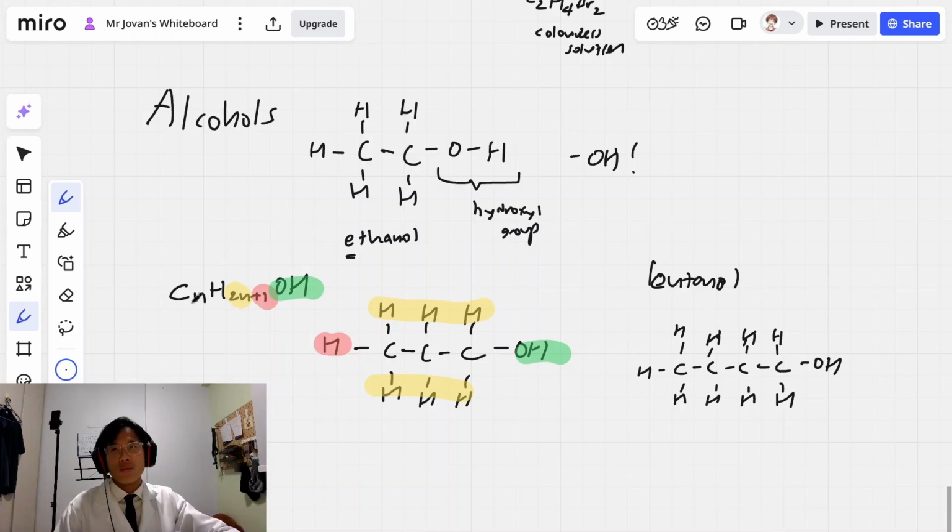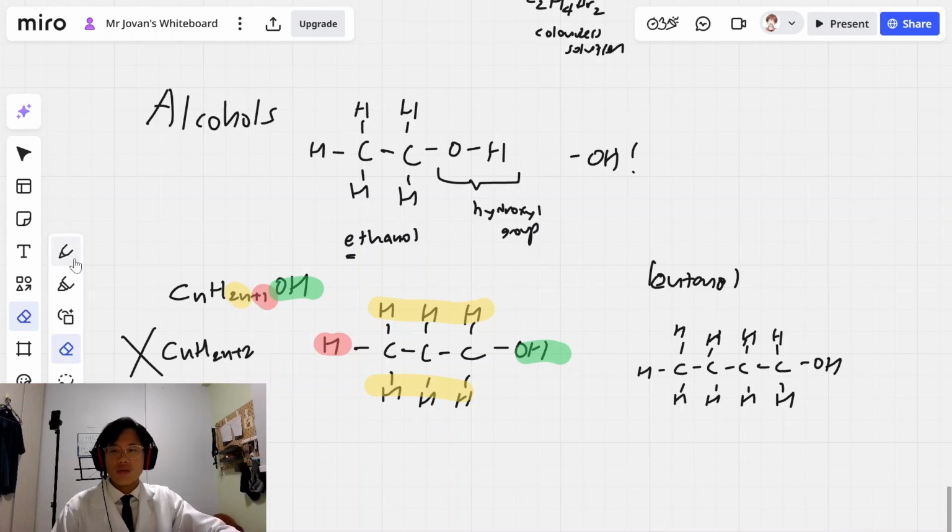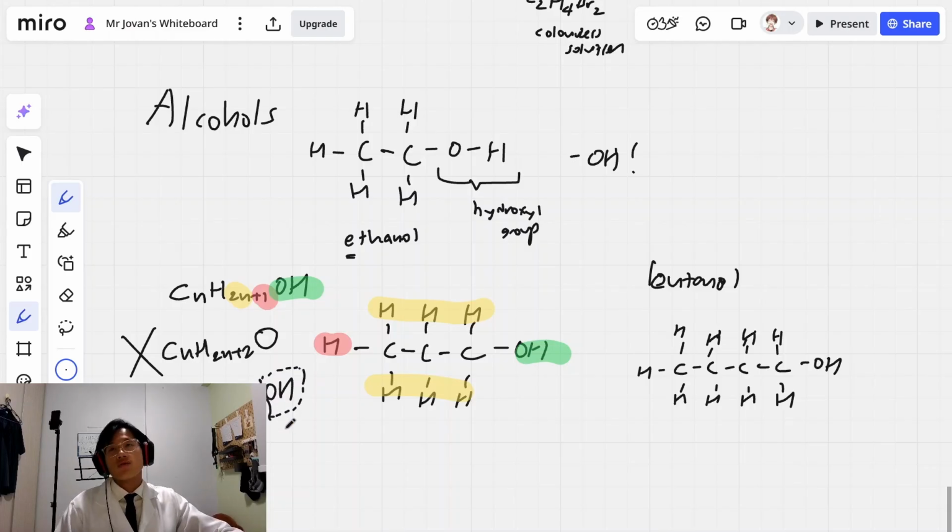For the general formula, take note that I don't want you to write it like that. No. Why? This doesn't tell me whether it's an alcohol or not. This could be something else that we didn't learn. It's important to keep the OH together as one. You must keep this part together as one to show that it's an alcohol. Very important. So now we know the general formula for alcohols.